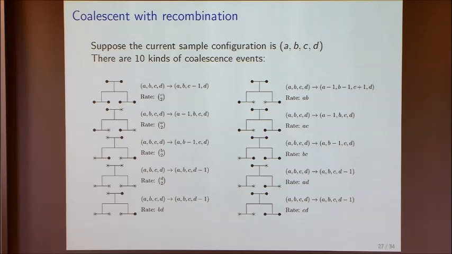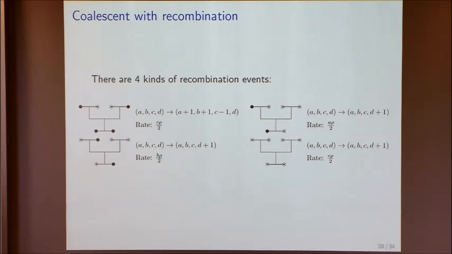There are sort of 10 possibilities, and you can write down all these things. You can also write what's happening for the recombination events. So here, there's a recombination event where this individual who is contributing genetic material at both loci A and B, there's a recombination backwards in time.